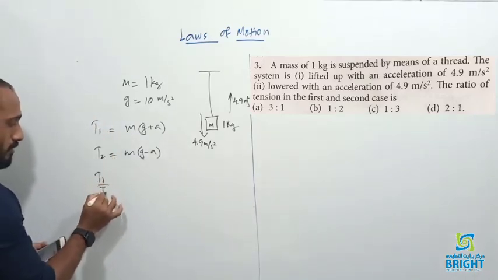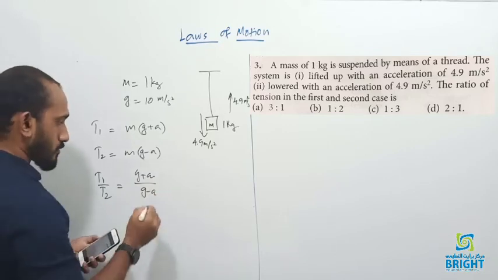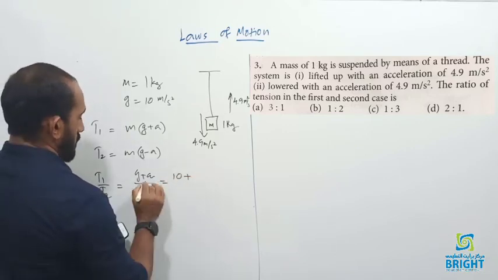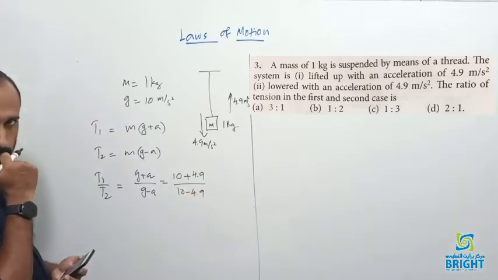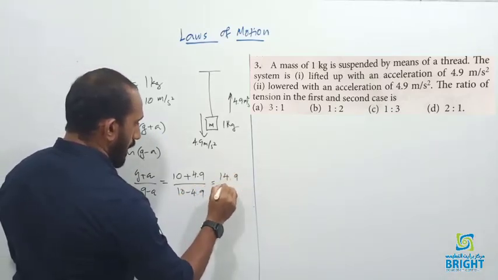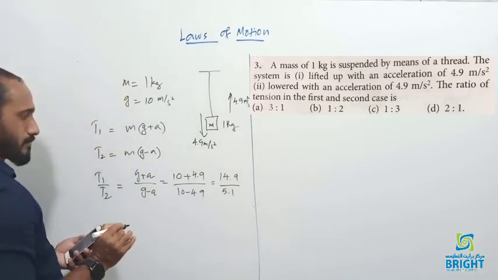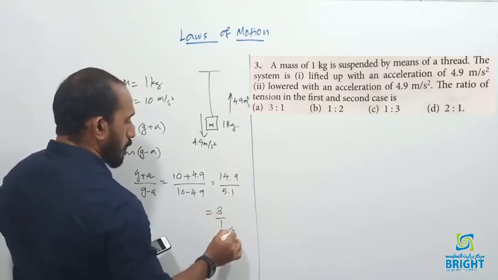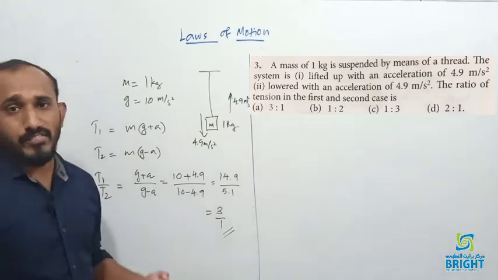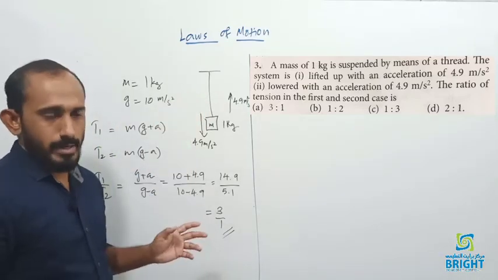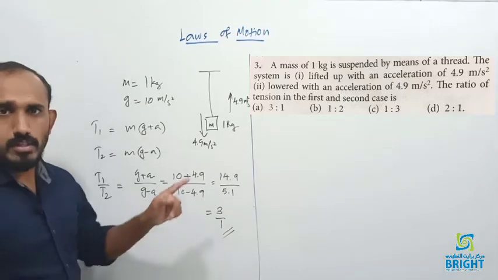So T1 by T2 you have to find out, is equal to m cancels, (g plus a) by (g minus a). That is equal to 10 plus 4.9 divided by 10 minus 4.9, that is equal to 14.9 divided by 5.1. So this will become 3 by 1, 3:1 almost. So here the concept is lifting or lowering of the rope: T is mg plus a while going upward, and mg minus a while lowering it. I hope you got these two questions.